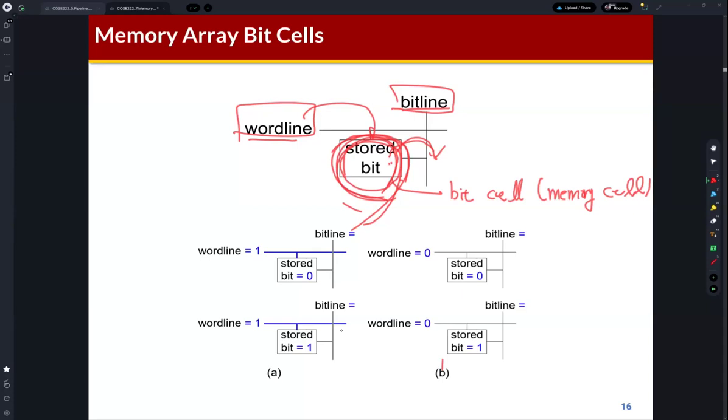So using the word line, we can activate the corresponding memory cells. And then if the memory cells are activated, these cells are connected to the bit line. Then via these bit lines, we can read or write data, okay, to the memory.